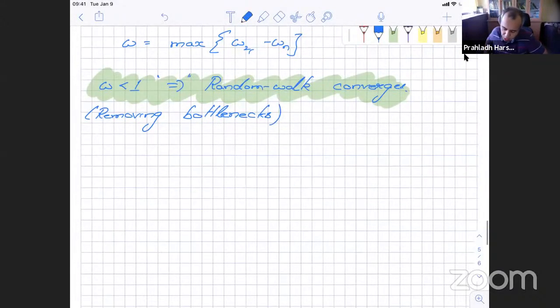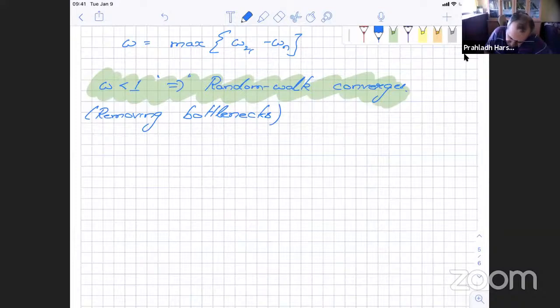Okay, so we're going to remove these two bottlenecks. We are going to work with a reversible random walk in which omega 2 and minus omega n are separated from 1. They are both away from 1. In other words, omega is some quantity less than 1. We are going to use the spectral decomposition to ask what happens.